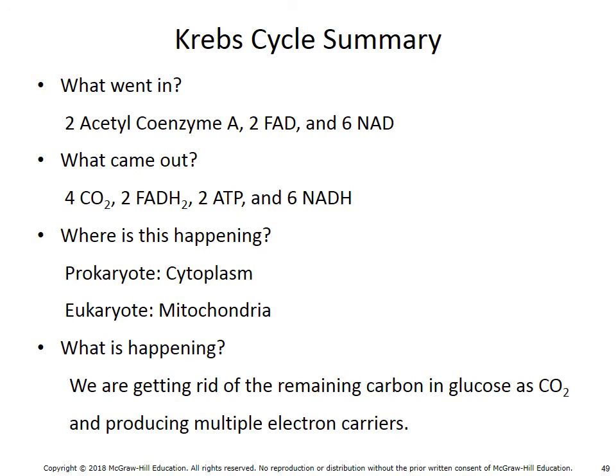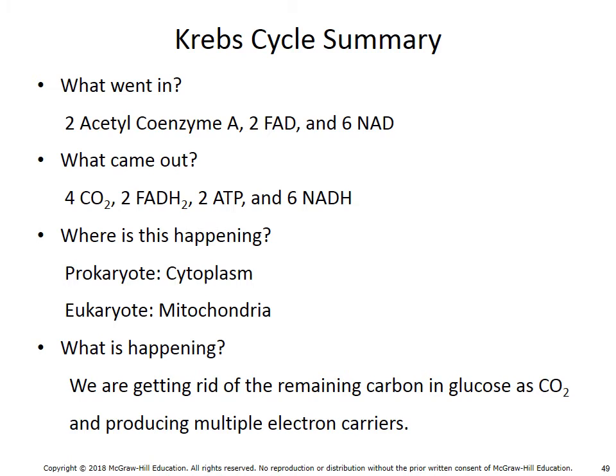So let's do that summary now for the Krebs cycle. Again, the acetyl-coenzyme A, 2 of them come in. We also need 2 FAD and 6 NAD total. What's going to come out? Well, 4 CO2. We have our 2 FADH2s, 2 ATP, and 6 NADH.